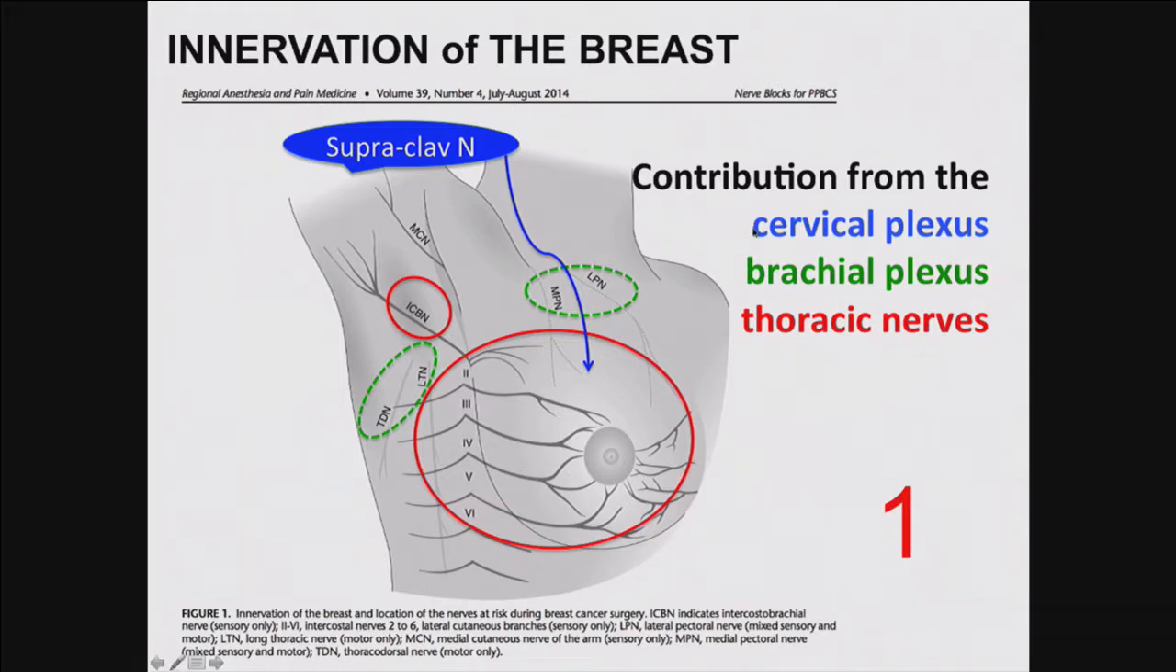First of all, it is mandatory to understand how complex the innervation of the breast is, as it benefits from branches coming from the cervical plexus, from the brachial plexus, and of course, from all the thoracic nerves. By the way, you see that of the second intercostal nerves, most of the fibers are going this way to the arm. It means that in this area, you have a gap, and this gap will be filled by some branches of the supraclavicular nerve.